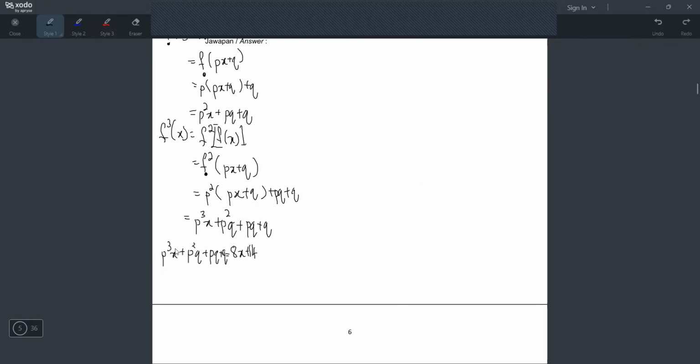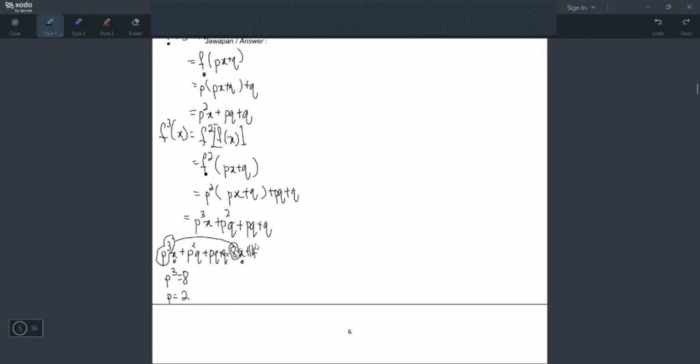Benda apa yang wujud dalam both side? X, right? X is the only thing that appears on the left side and the right side. So once we find out the similarity, we can compare the coefficient of the X, both sides. So the coefficient of X on this side is p power 3, on the other side is 8. So we can connect them. So it will be p power 3 equals to 8, p equals to cube root 8, which is 2.